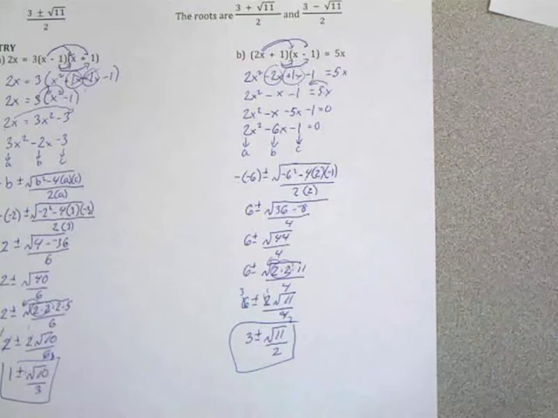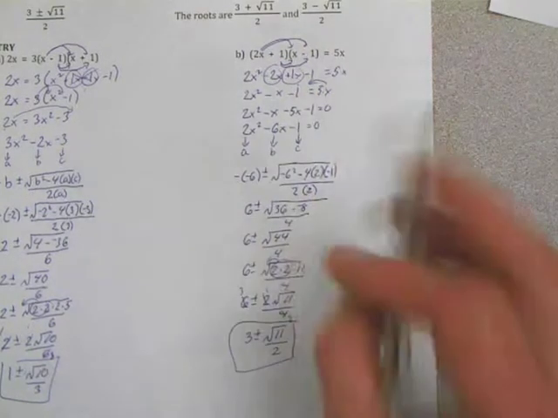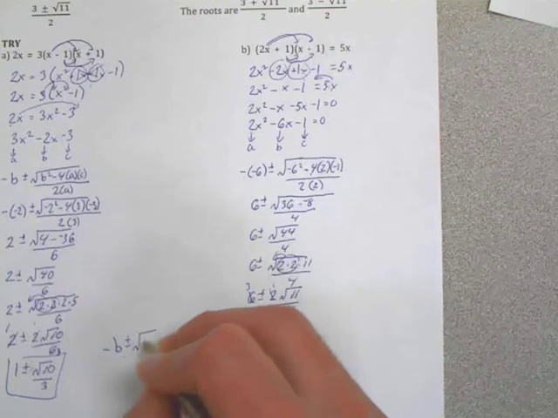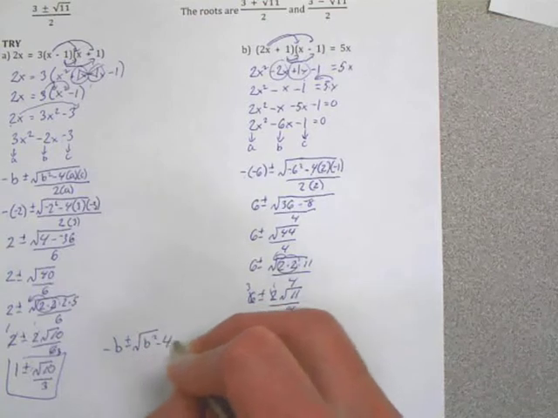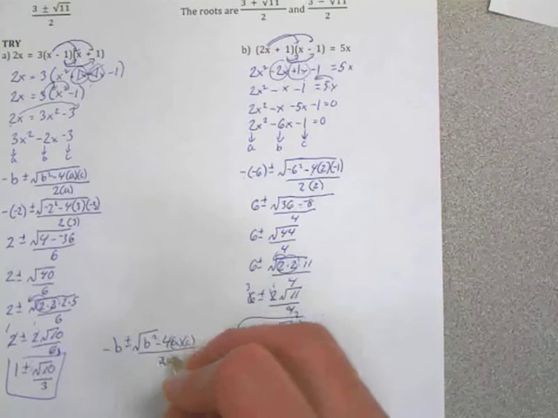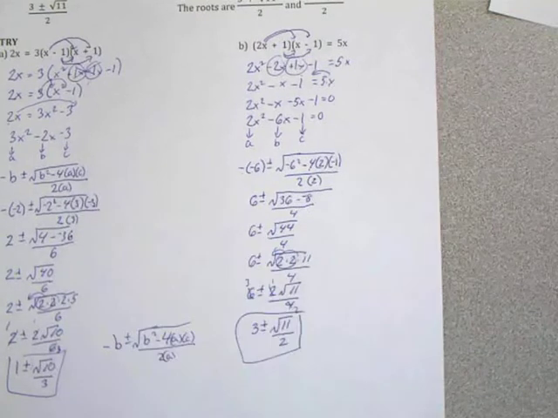Simple. So the quadratic formula, which is negative b plus or minus the square root of b squared minus 4 times a times c, divided by 2a, is used to solve quadratic functions.